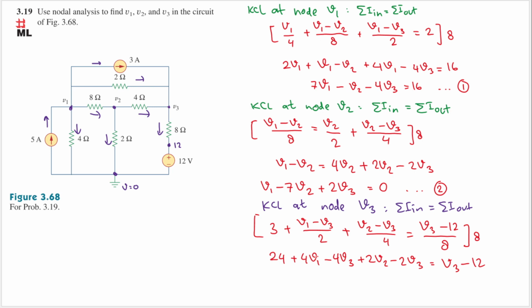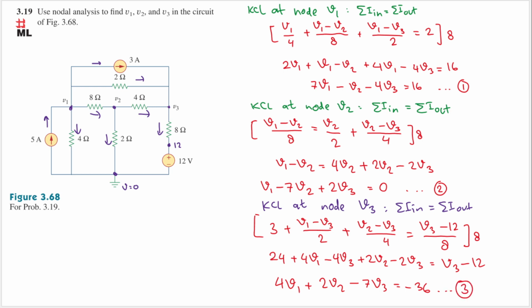We will have 4V1. And then for V2, V2 only came from this one, so we'll have plus 2V2. Okay, and then V3, we will have minus 4 minus 2, so that will be minus 6 minus 1. That will be minus 7, so we'll have minus 7V3. And that will equal to minus 12 minus 24. That will be minus 36. And let's have this as equation number 3.